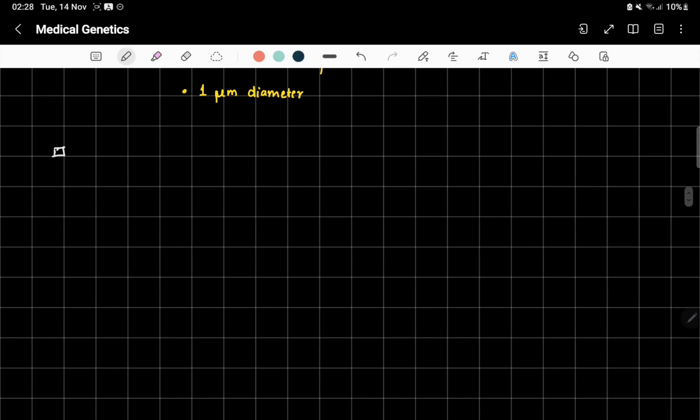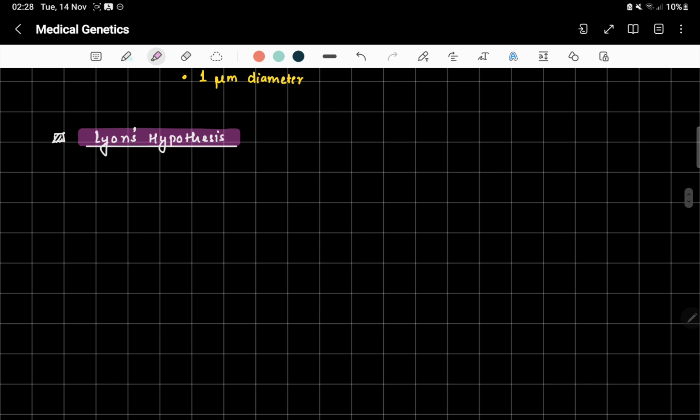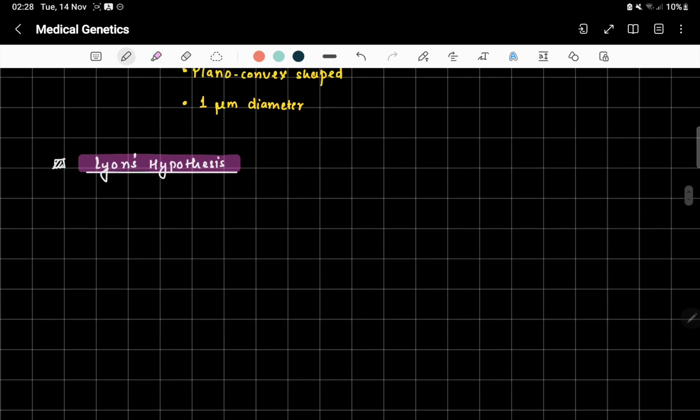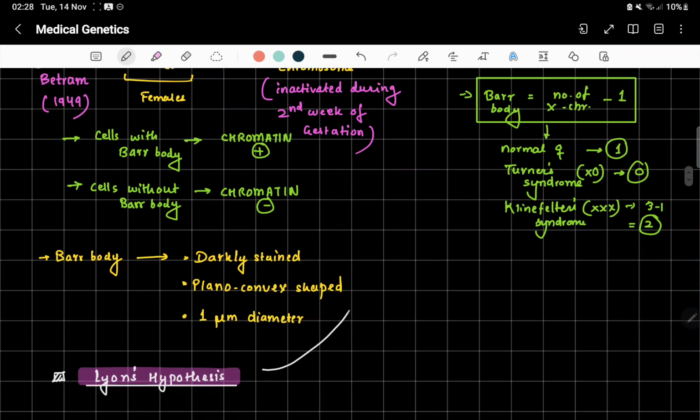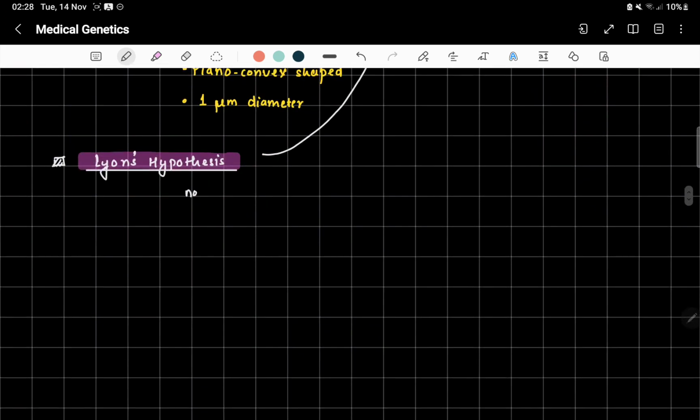Then let's write about Lyon's hypothesis. So what is Lyon's hypothesis? Lyon's hypothesis means the number of Barr bodies is 1 less than the number of X chromosomes. The same thing which I wrote earlier is the Lyon's hypothesis. That means the number of Barr bodies is n minus 1, where n is the number of X chromosomes.